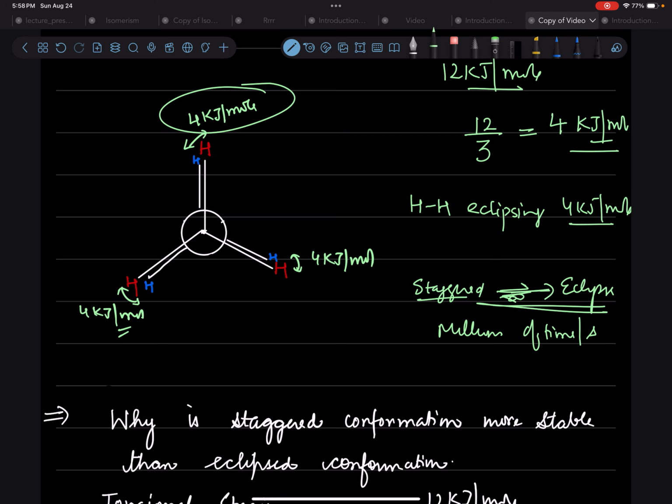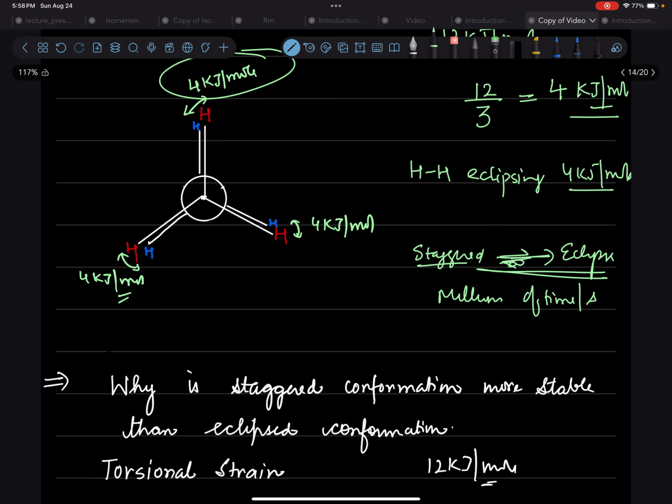And if you take a sample containing 100 molecules of ethane at a given temperature, then 99 of those ethane molecules would be in the staggered conformation at that time, and only one can be found in the eclipsed one. Why? Because the staggered conformation is of low energy and thus high stability, and molecules are more comfortable in the low energy state, which is the highly stable state.